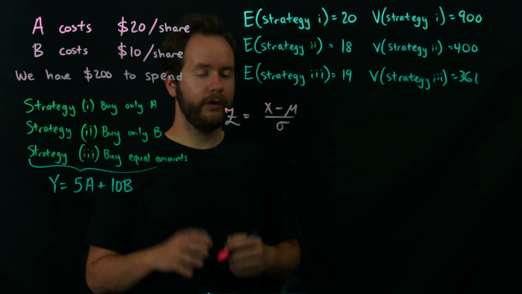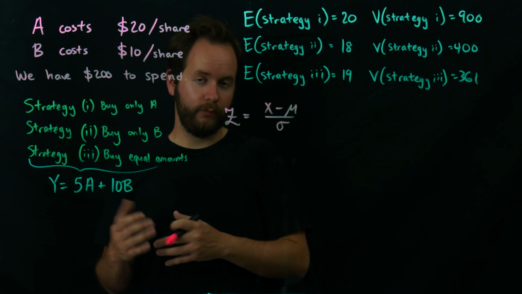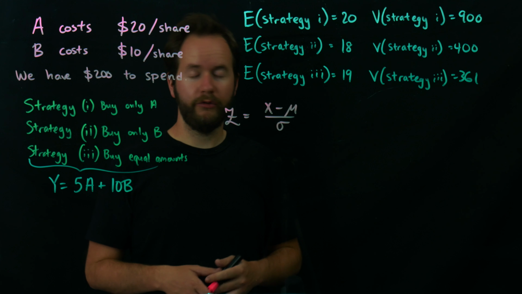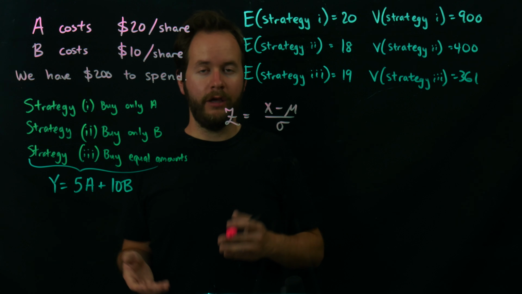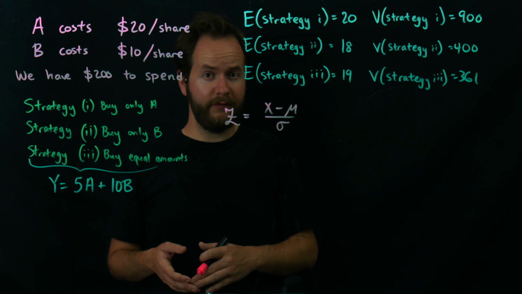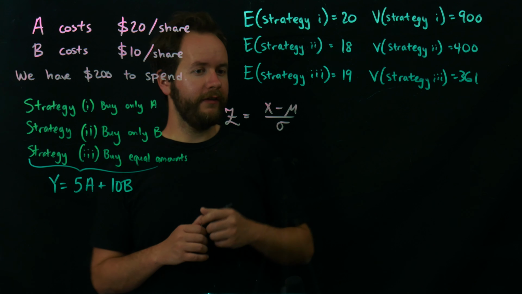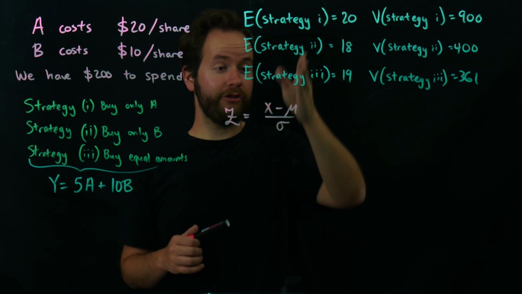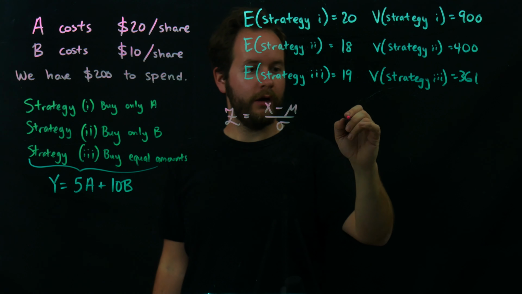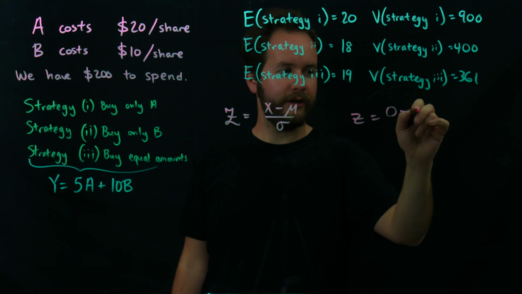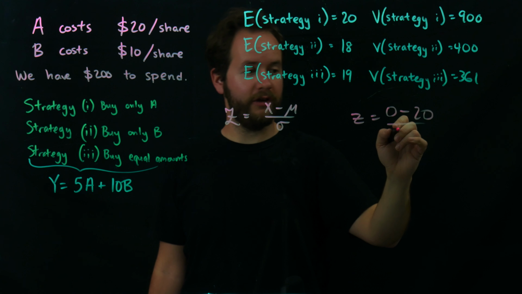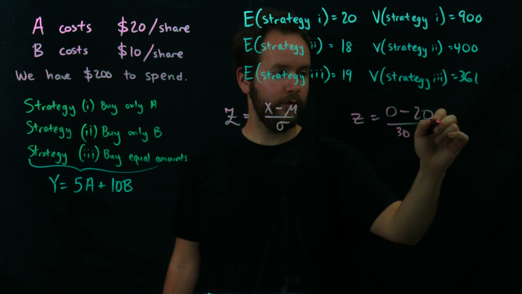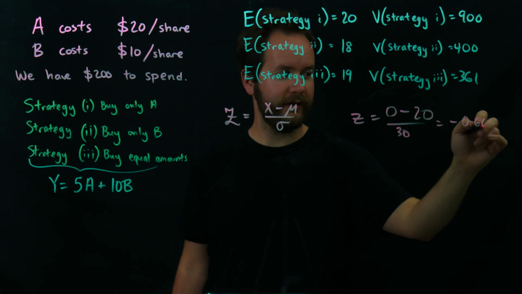So remember, as we said in part 5, what does it mean to lose money on an investment? It means the return on your investment was negative. So the breaking point between positive and negative numbers is 0. We're going to find the z-score that corresponds to 0 for each strategy. For strategy 1, our z-score would be 0 minus 20 over the square root of 900. Remember, this has to be a standard deviation, or 30. That corresponds to a z-score of negative 0.66.